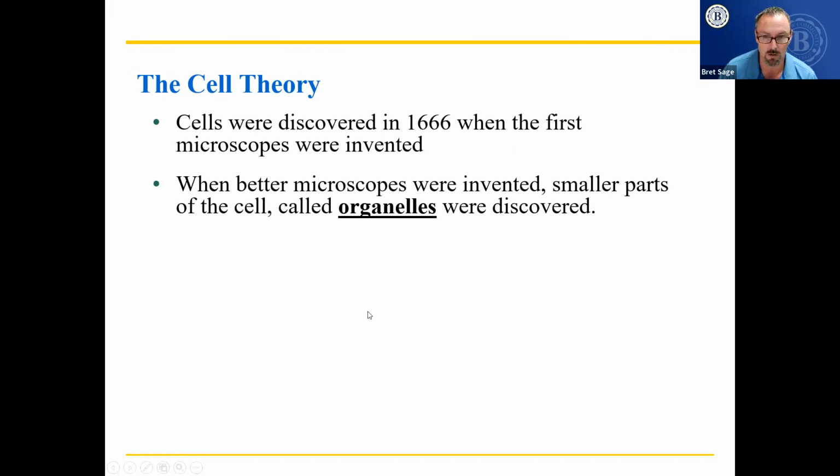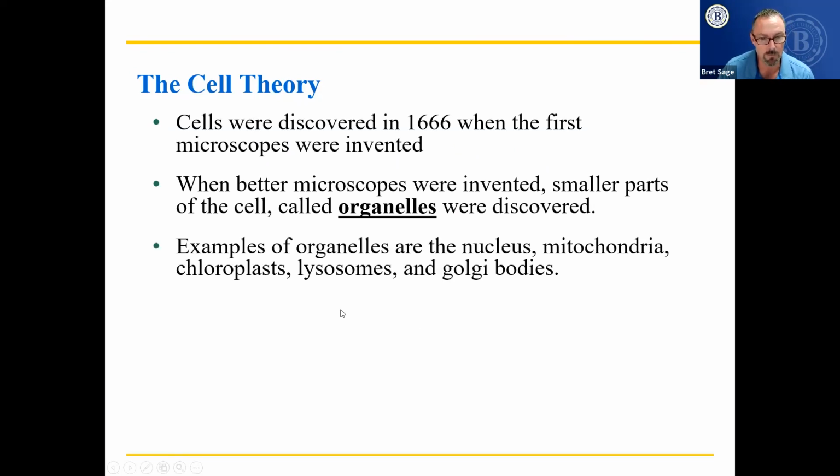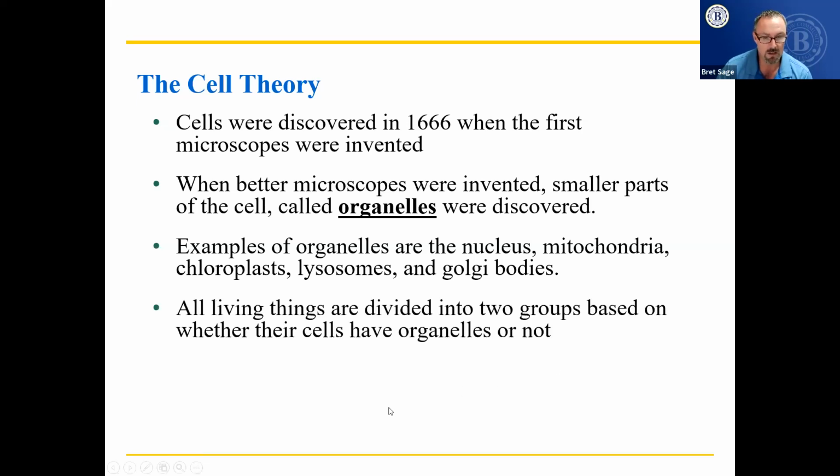Smaller parts of the cell called organelles were discovered. And by the way, stop me if you have any questions as we go. Examples of organelles are the nucleus, mitochondria, chloroplasts, lysosomes, and Golgi bodies. That's a small list. There's more than that. All living things are divided into two groups, whether their cells have organelles or not. Now remember, you may not be able to fill in your notes as we go, but you can definitely fill it in from the PowerPoint and from rewatching the video.